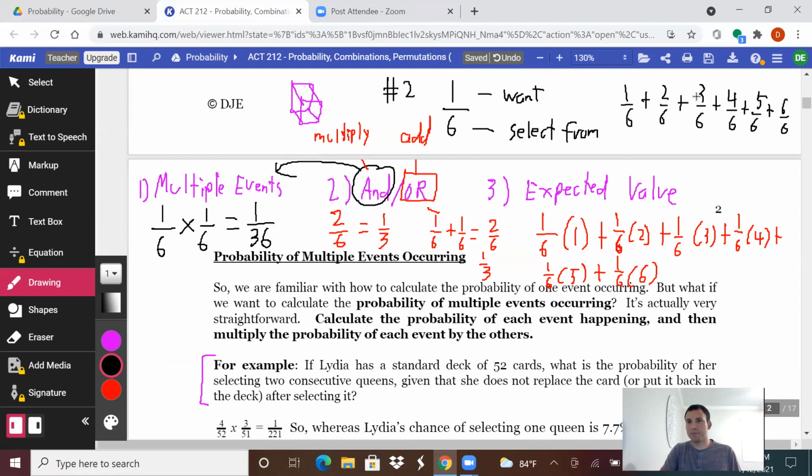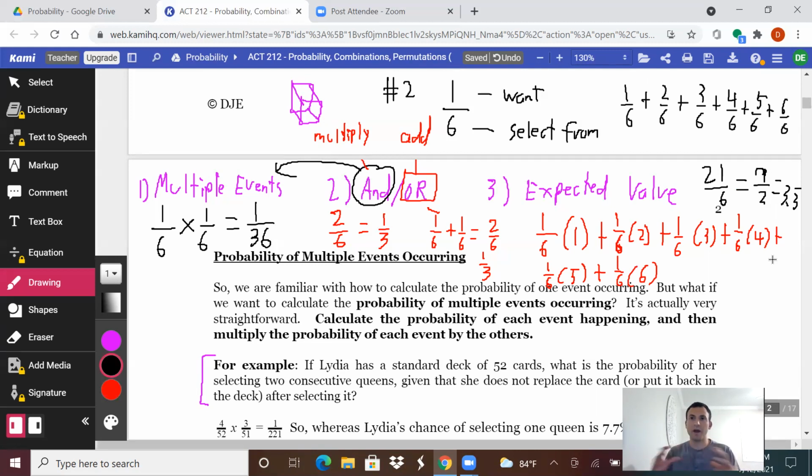So if we add all that up, we have 6 over 6 plus 9 over 6, so that's 15 over 6, plus another 6 over 6, so 21 over 6. And we can divide 3 into each of those, so our expected value is 7 over 2, or just over 3, 3.3. Make sure I added that correctly. That's 6, 10, 15, 21. Yeah, so we have a 3.3 expected value. So that's how you do expected value.